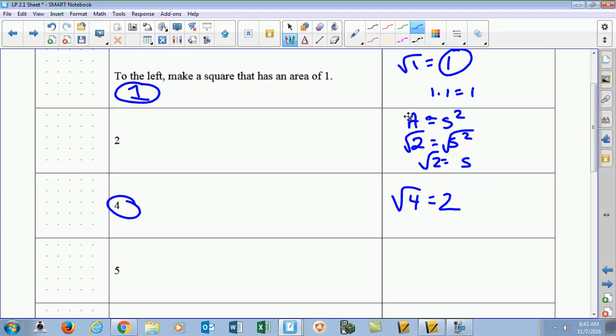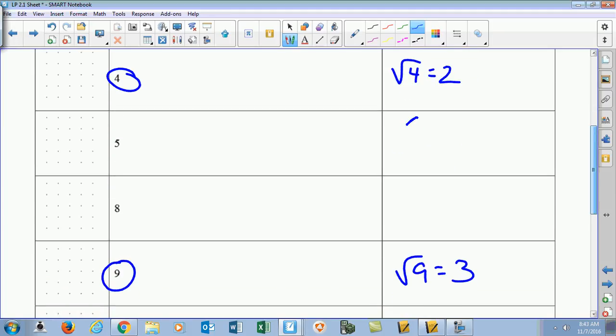We know the answer is in between 1 and 2, right? It's a decimal. It's not a perfect square. It's not a whole number. This is what we call an irrational number. So the same thing with 5. We want to find a side length, and 5 is the area. How do I find the side length? Square root both sides.